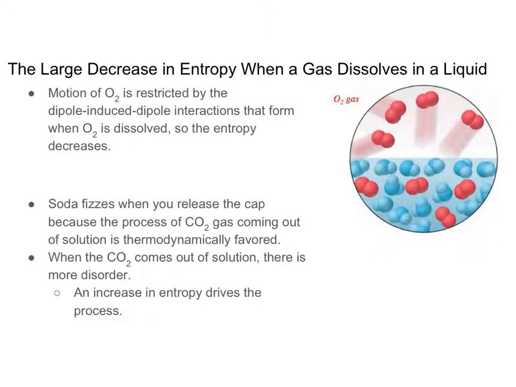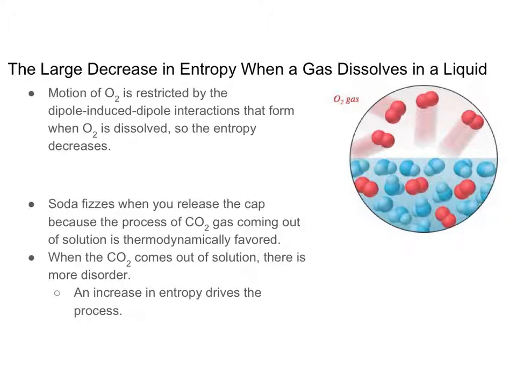There is a decrease, though, in entropy when a gas dissolves in a liquid, and hopefully this should make some sense. If I take a gas and dissolve it into a liquid, a gas that is already at high entropy because the particles are moving rapidly and randomly on their own by definition, if I put them in a position where they lose their ability to move randomly and they slow down, the entropy of the gas is going to go down.